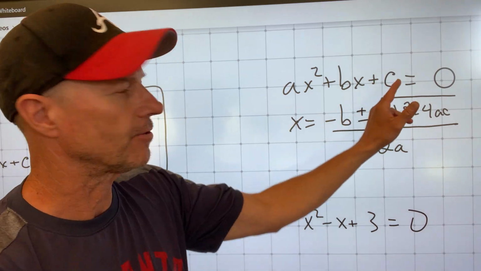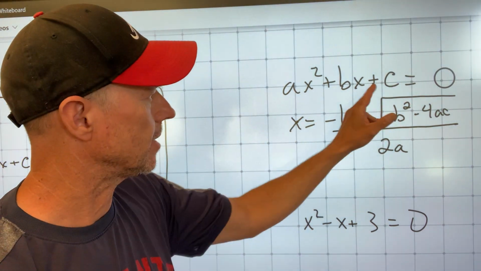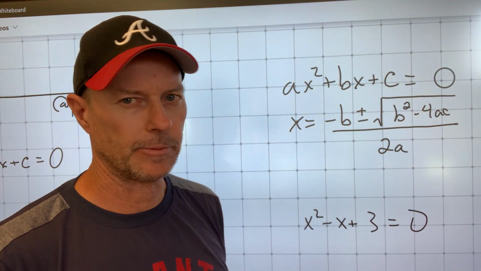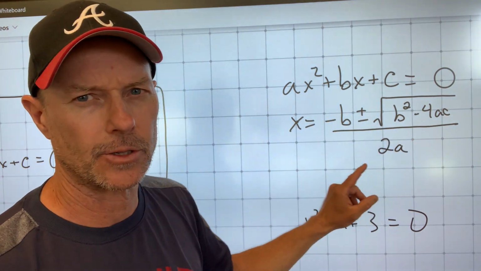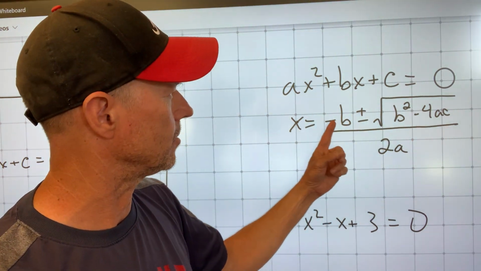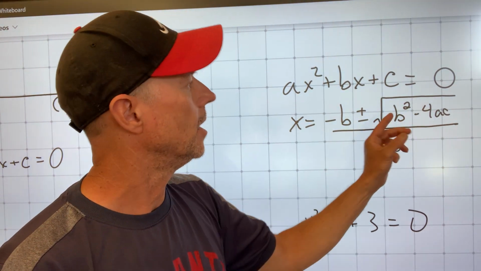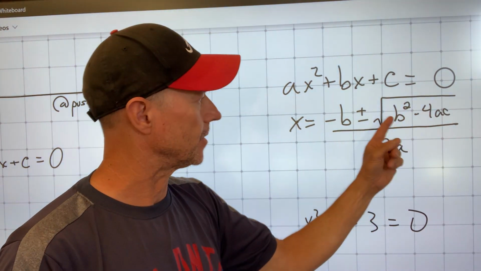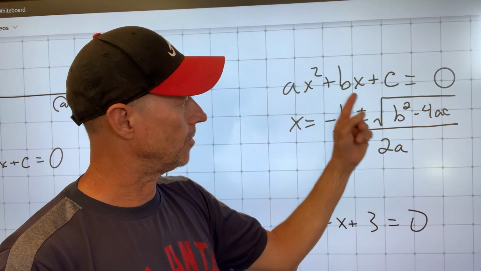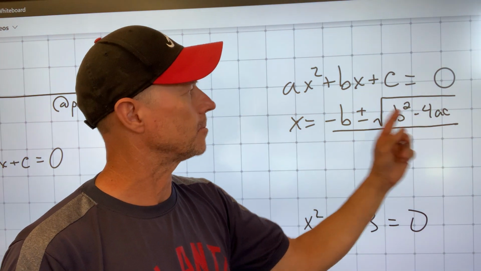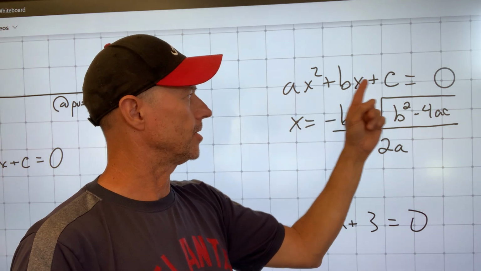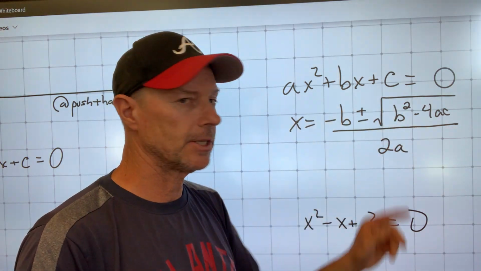So an equation in this form, if you can get it to look like this, this formula right here will solve it. The formula says that x is equal to the opposite of the linear coefficient plus or minus the square root of the binomial expression, that is the linear coefficient squared, minus 4 times the product of the leading coefficient and the constant, all divided by 2a.